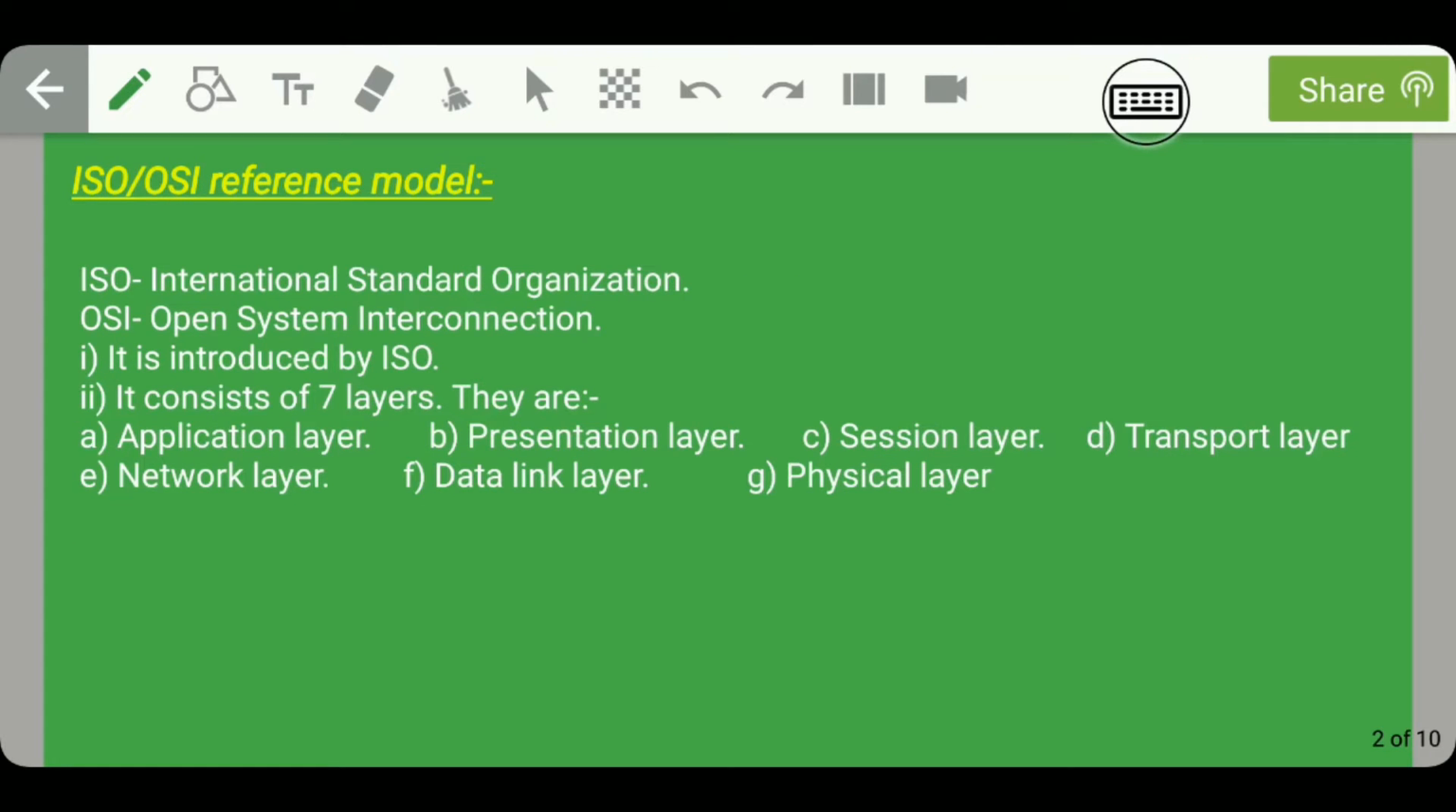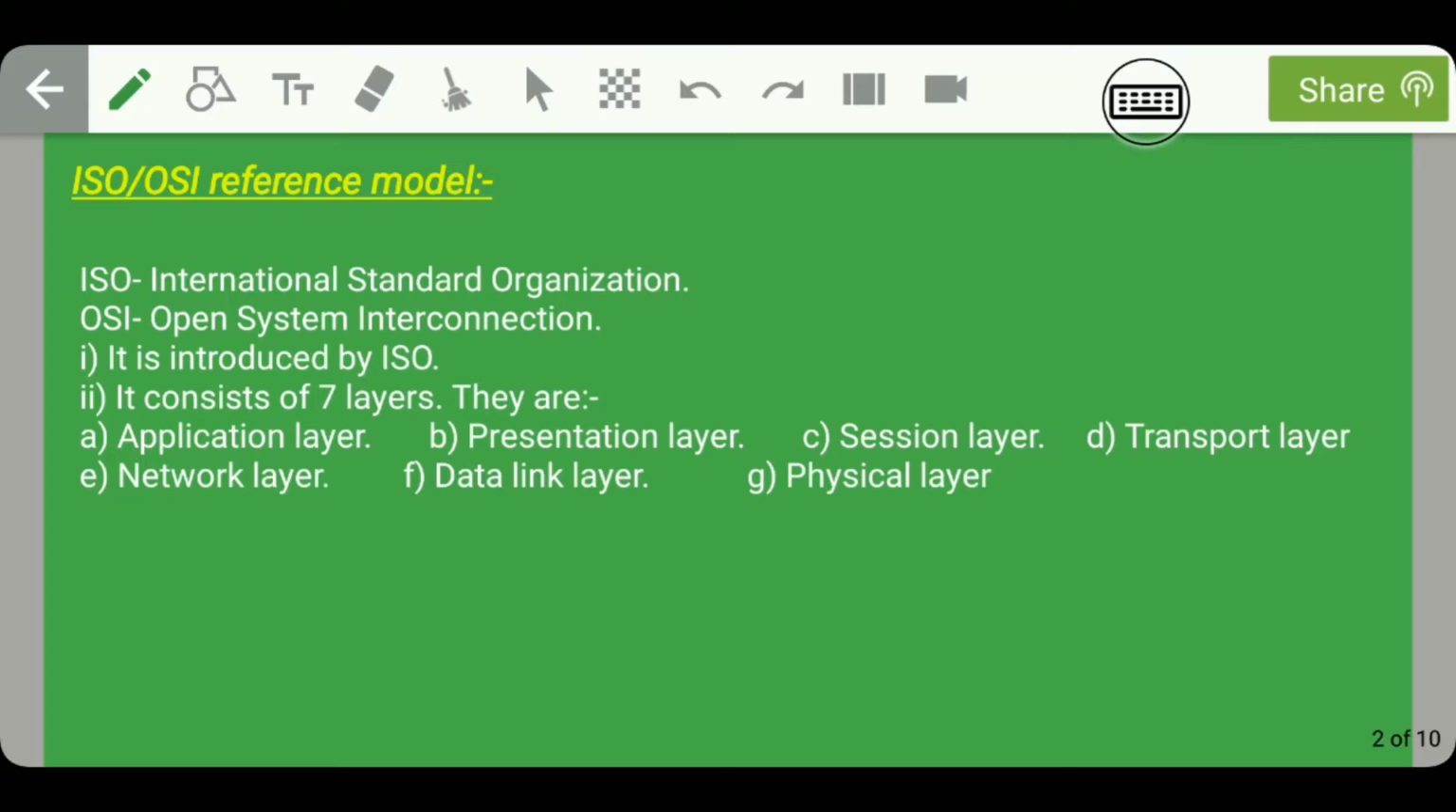So guys, let's talk about the ISO-OSI reference model. Here ISO stands for International Standard Organization, whereas OSI stands for Open System Interconnection. This reference model was introduced by ISO, the International Standard Organization, which introduced the OSI reference model, that is the Open System Interconnection Reference Model. And what is a reference model? It is a blueprint which shows how data transmission takes place between sender and receiver.